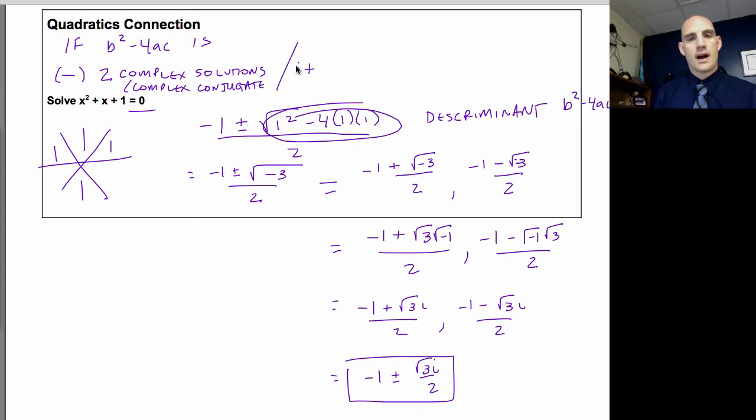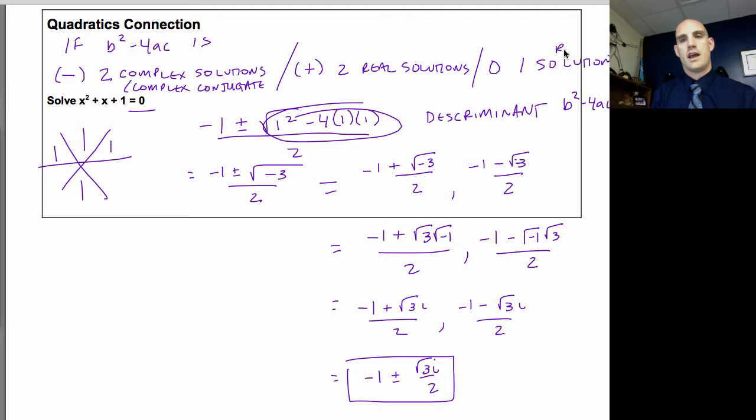If the discriminant, if b squared minus 4ac is positive, then we're going to have two real solutions. If the discriminant is 0, we have one solution. And it's real. Okay, because for example, if the discriminant is 0, we'd have negative 1 plus 0 over 2. Well, plus or minus 0 is the same thing, so we have one real solution.